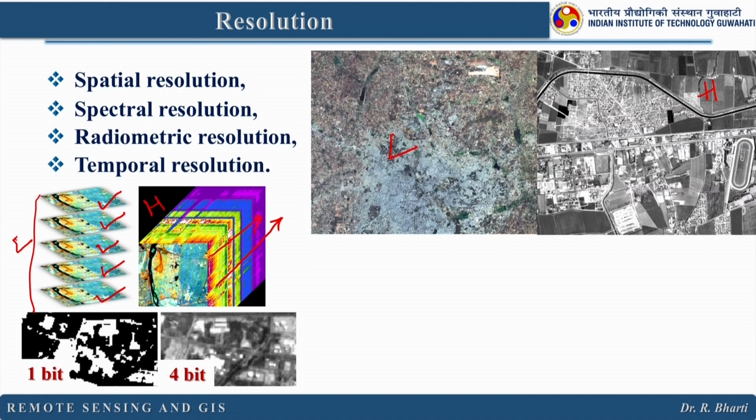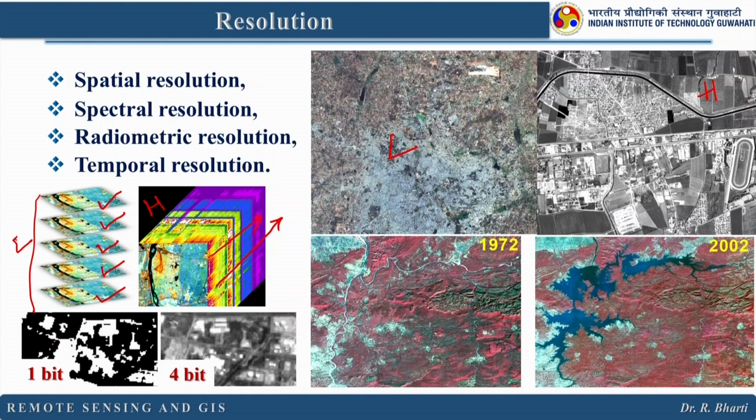And the last one is temporal resolution, where we see whether my satellite has the capability of revisiting this area in 1 day, 2 days, 4 days or 10 days, or maybe after a year. So, it is the repeatability of the satellite to acquire images of the same area at the same time.